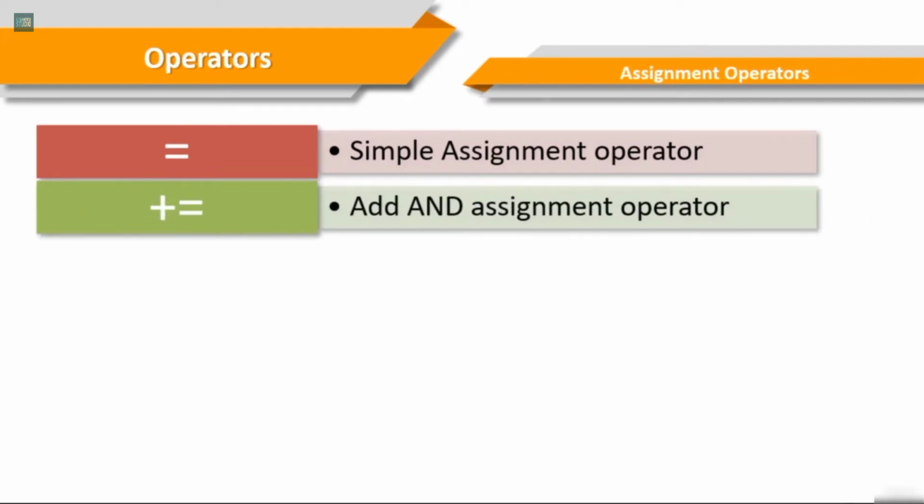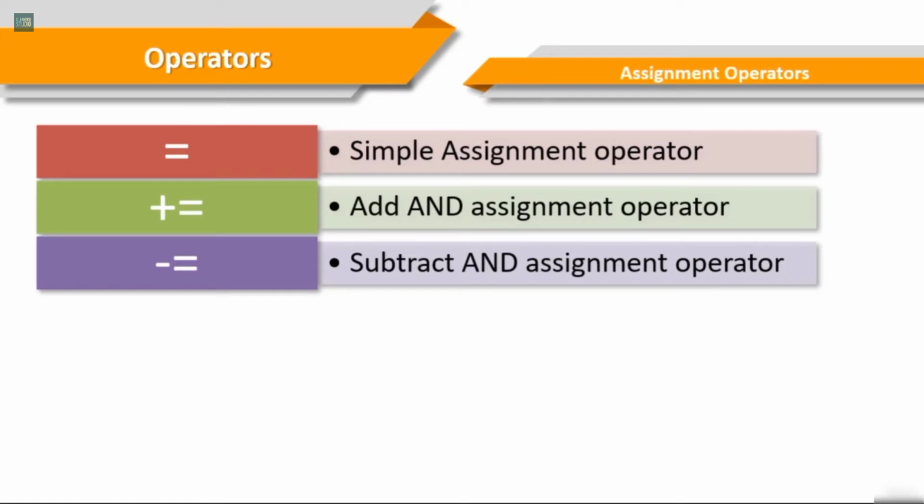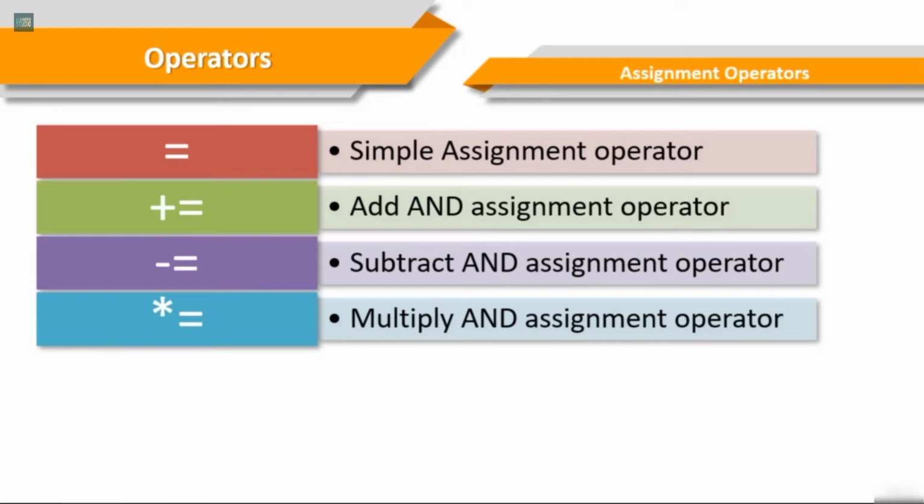Plus and equal is the add and assignment operator. It adds the right operand to the left operand and assigns the result to the left operand. Minus and equal is the subtract and assignment operator. It subtracts the right operand from the left operand and assigns the result to the left operand. Asterisk and equal is the multiply and assignment operator. It'll multiply the right operand with the left operand and assign the result to the left operand.